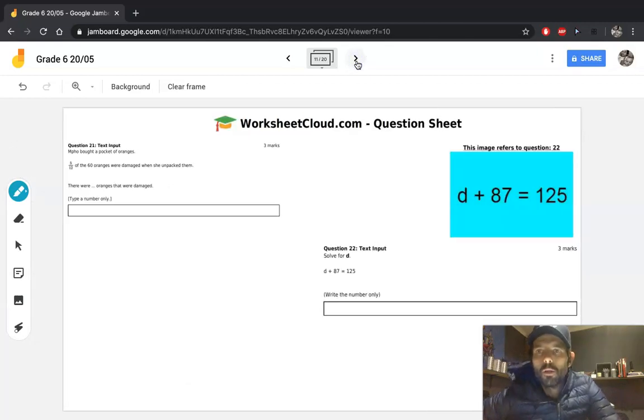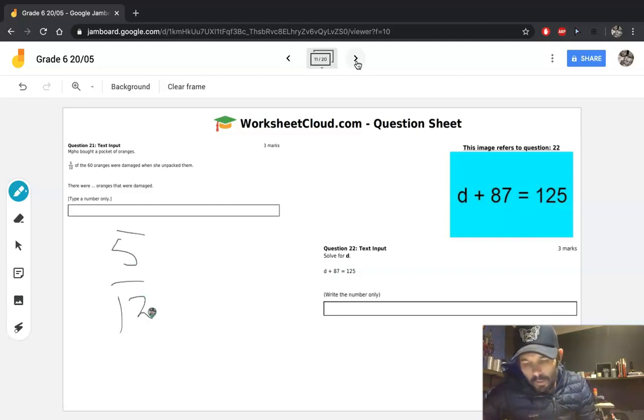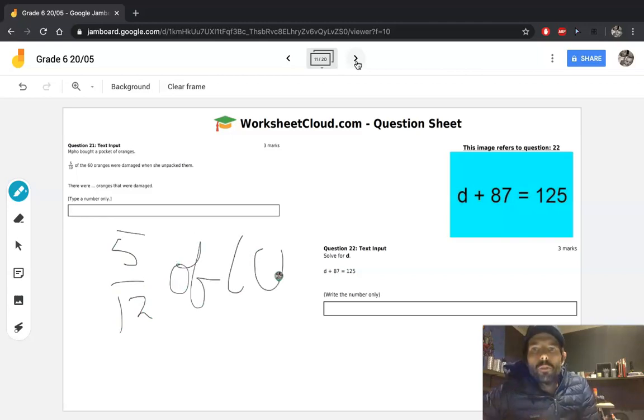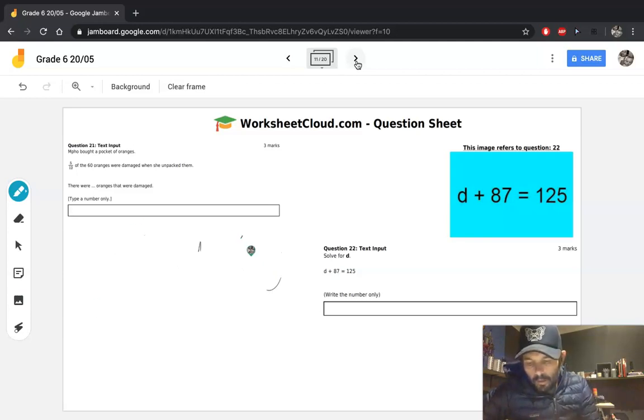Umpo bought a pocket of oranges. 5/12 of the 60 oranges were damaged when she unpacked them. There were how many oranges that were damaged? So this is the fraction of an amount. Here we're looking at 5/12 of 60. And we should be able to recognize that 5/12 of 60 is also written as 5/12 multiplied by 60 over 1.